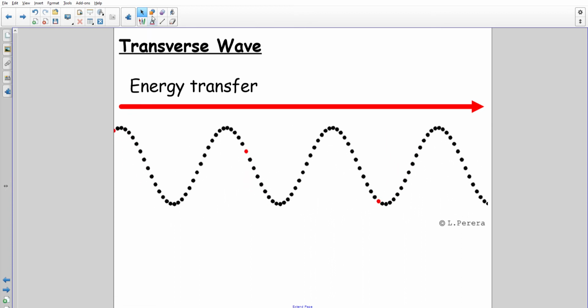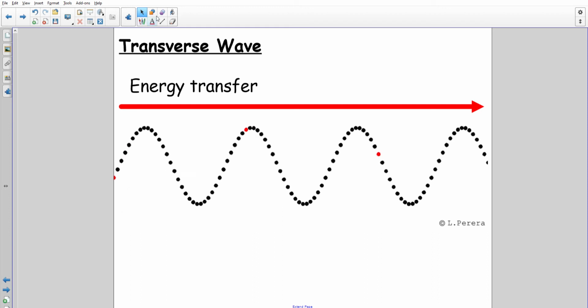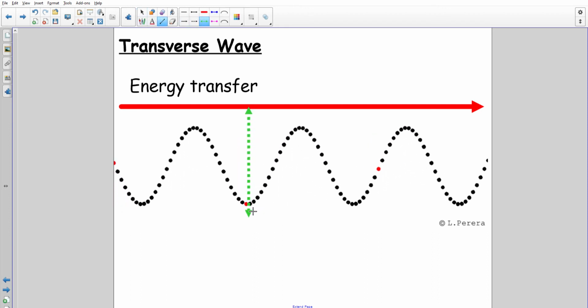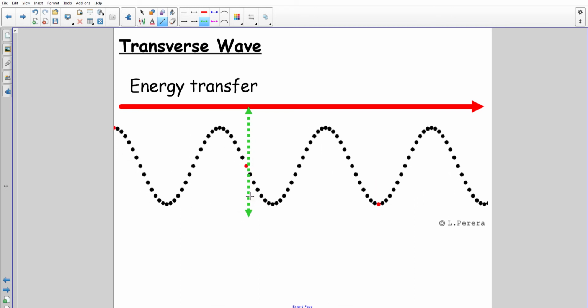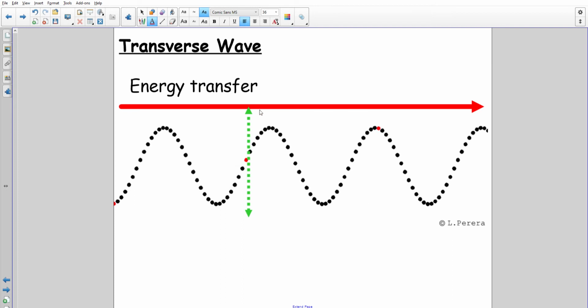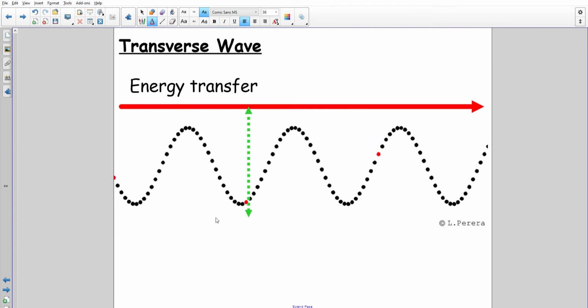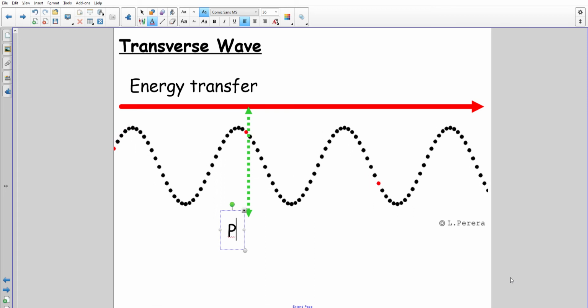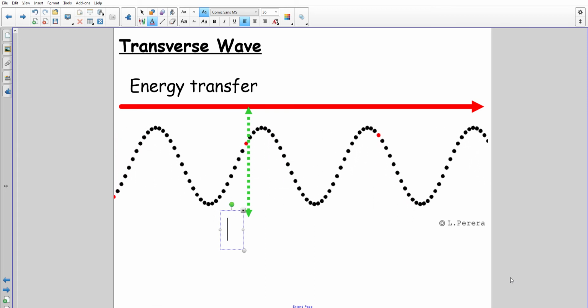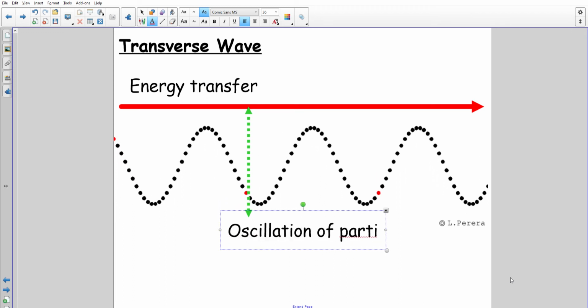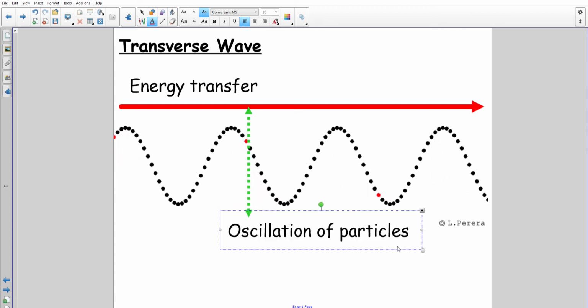So what are the particles doing then? Look at the particles. That's quite a simple one. The particles are moving up and down around a fixed position, and we call that oscillating. So the particles are oscillating, and that's the way they're oscillating. We call that the oscillation of the particles.